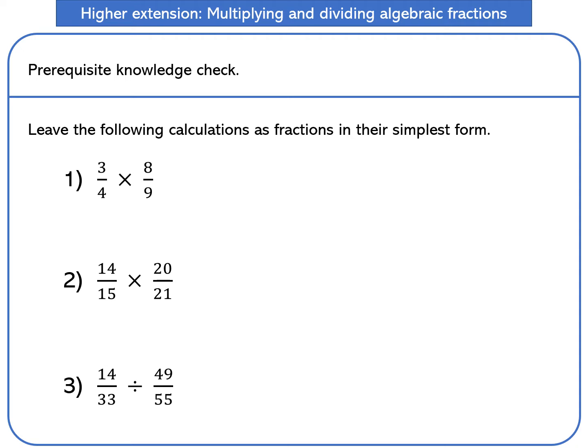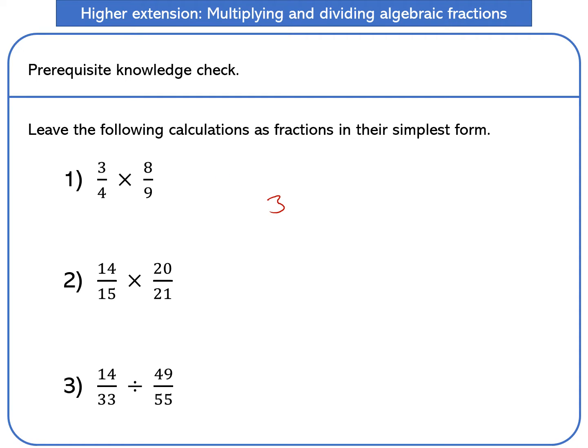Now one way to do this is just to do 3 times 8, 24, 4 times 9, 36, and now we say okay, 12 goes into both of those, highest common factor, and that will give us 2/3. 24 divided by 12 is 2, 36 divided by 12 is 3. But if I use this method for question 2, then this calculation is going to take a long time, and then seeing how I'm going to cancel it's going to take me ages. So I need to use a more efficient method.